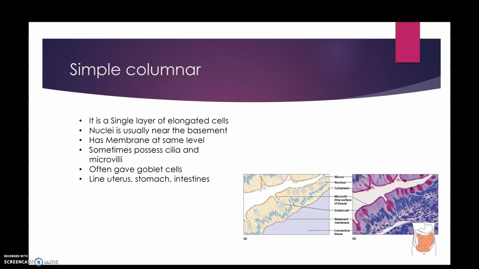The simple columnar is a single layer of elongated cells. Nuclei are usually near the basement membrane, at the same level. It sometimes possesses cilia and microvilli. It often has goblet cells. It lines the uterus, stomach, and intestines.